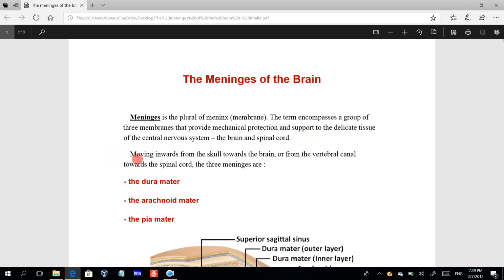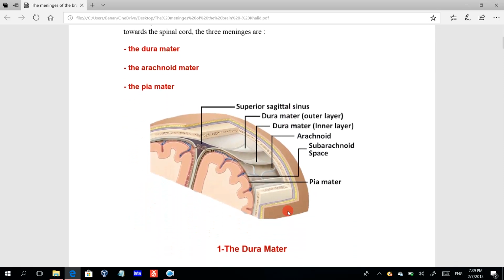Where are the meninges present? Moving inwards from the skull towards the brain, from outside to inside, or from the inner surface of the vertebral canal towards the spinal cord, these three layers or three meninges are the dura mater, the arachnoid mater, and the pia mater. This picture shows you these three layers.